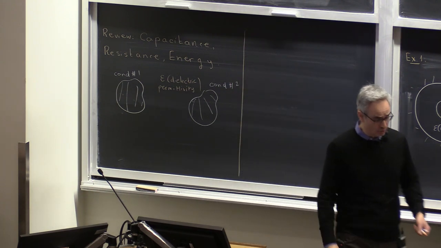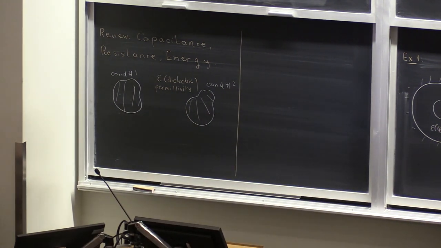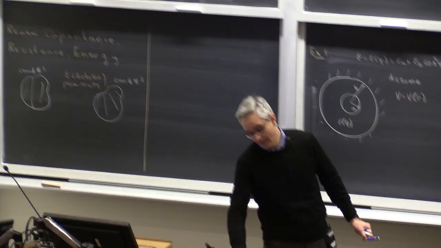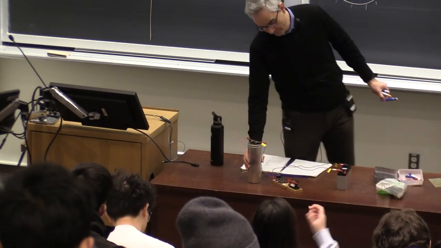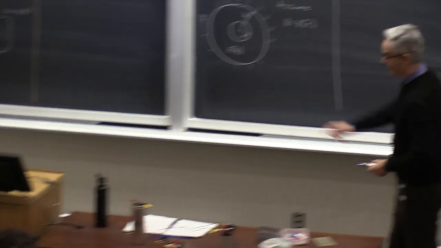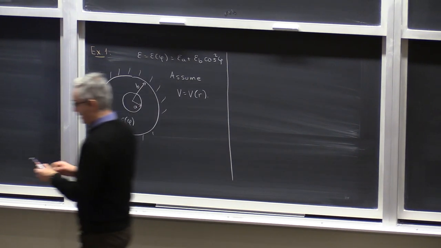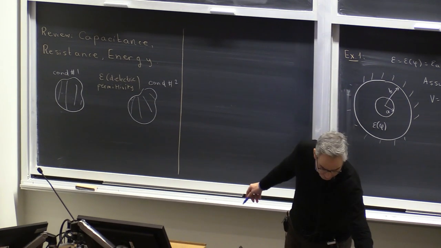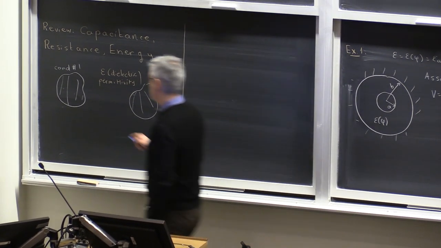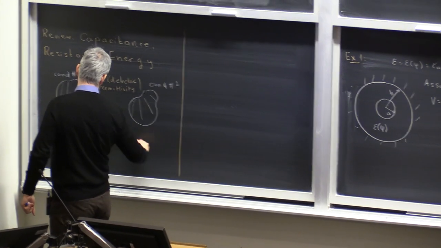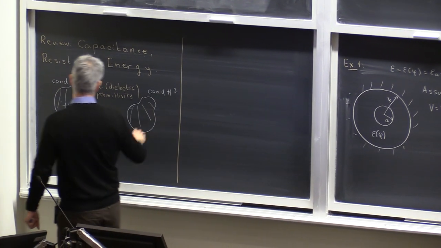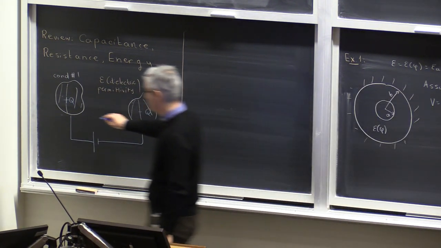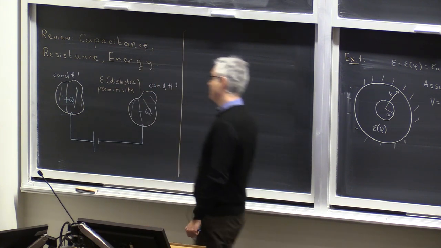Typically, we would charge these conductors, and if you imagine the system as electrically neutral, I actually have here a capacitor. It's a cylindrical capacitor, as you will see, and my first example will be on a cylindrical capacitor like this. So we start from an electrically neutral system, then we have a voltage source. I have here a battery, and we charge through the battery the first conductor with charge plus Q and the other with minus Q.